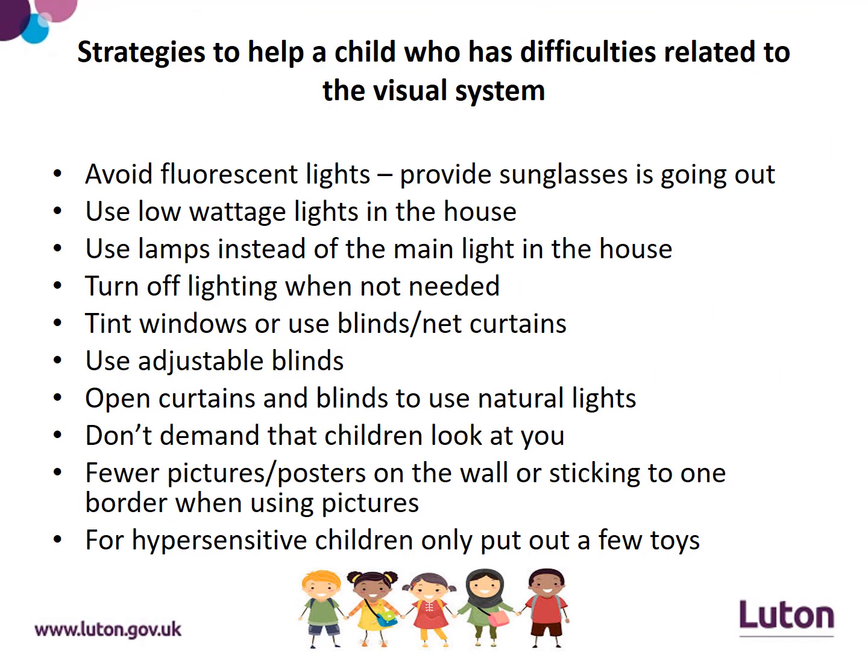Strategies to support children with difficulties related to the visual system include avoiding fluorescent lights, having lower wattage lighting, avoiding light at all in some cases, using blinds or curtains and introducing natural daylight, reducing visual distractions, including reducing pictures and posters on the walls in the home.